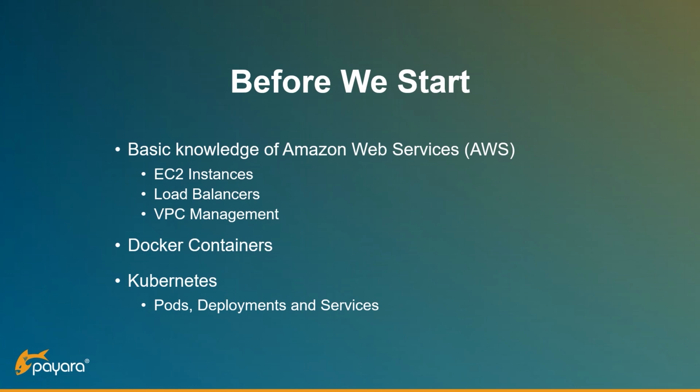Before we start, you will be required to have basic knowledge of how Amazon Web Services works, in particular how to manage EC2 instances, how load balancers are configured, and general VPC management concepts. Also, since we are talking about Kubernetes, you will be required to know how Docker containers work, and specifically how new images can be registered to a Docker registry. And lastly, you will require the basic concepts of Kubernetes, that is, how to create and manage pods, and how to create and manage deployments and services as well.